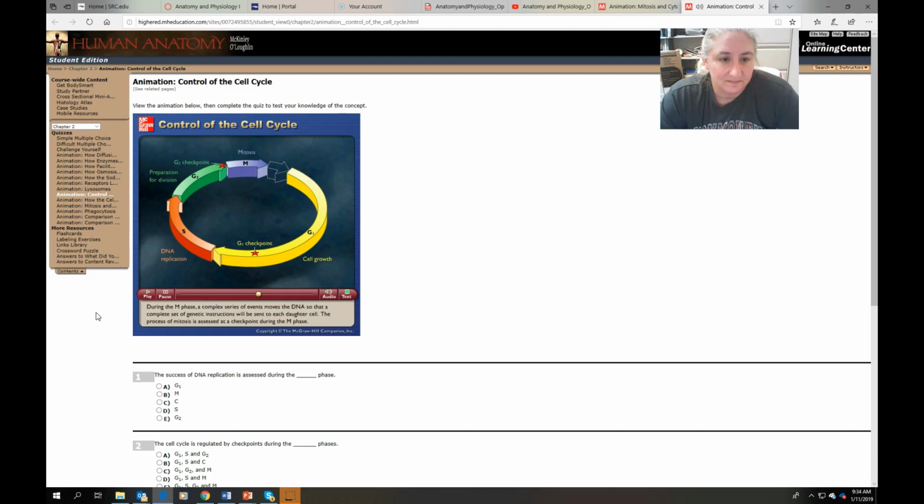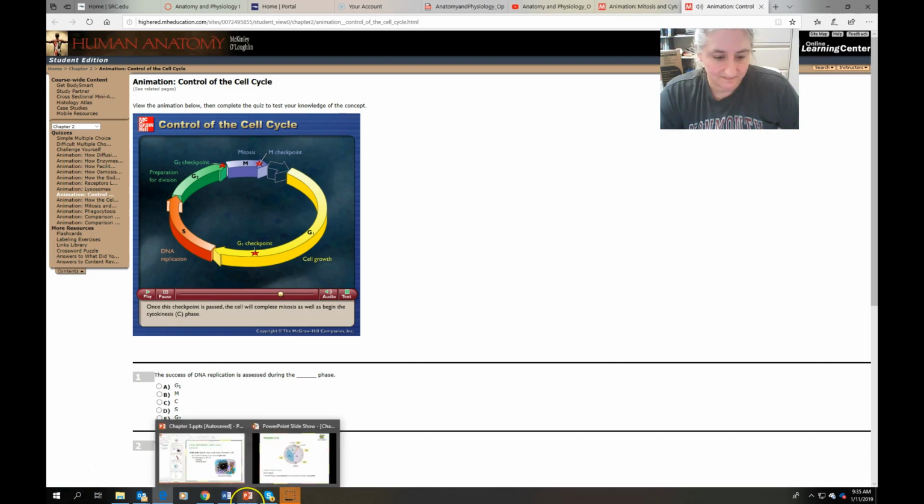During the M phase, a complex series of events moves the DNA so that a complete set of genetic instructions will be sent to each daughter cell. The process of mitosis is assessed at a checkpoint during the M phase. Once this checkpoint is passed, the cell will complete mitosis as well as begin the cytokinesis C phase.